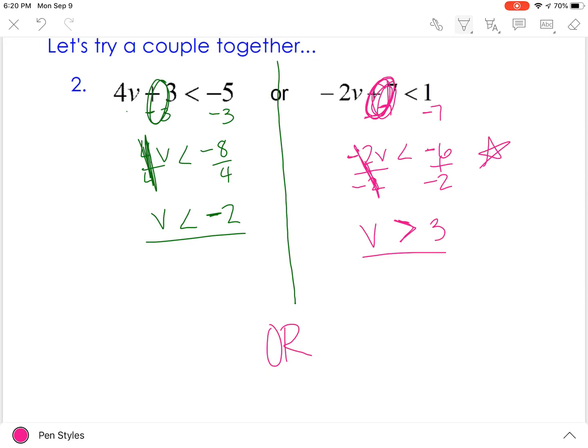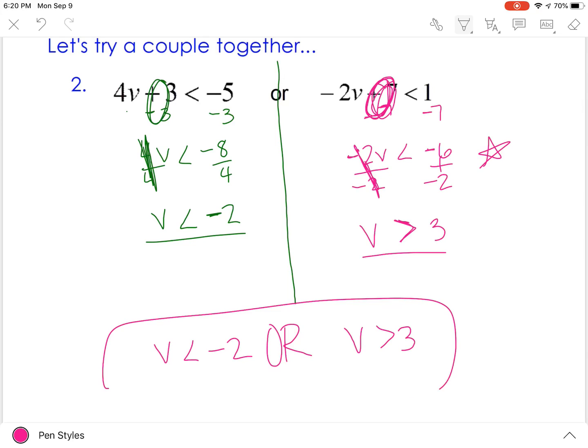We're going to write our OR, and then we're just going to put this together. Either v is less than -2 or v is greater than 3. And that is our inequality. That is our answer.